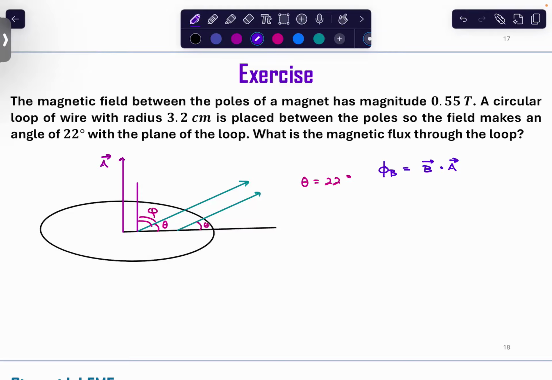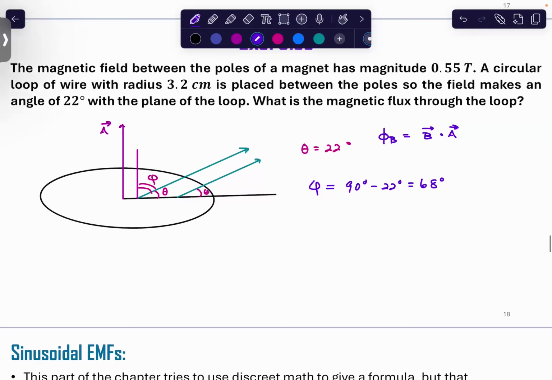Your A vector, you can put the A vector anywhere. It's just going to come perpendicular off of the area of that circle. But you notice that the magnetic field forms a 22-degree angle with that circle. So you're really interested in phi because you want the angle between the area vector and the magnetic field. So theta? Yeah, they're both theta. So this means you're going to have 90 minus 22 is 68 degrees.